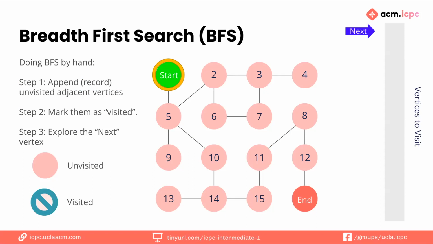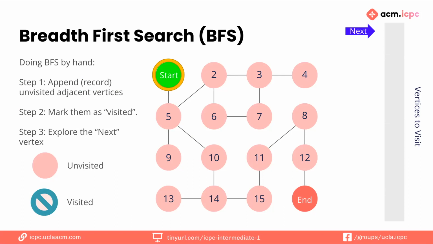So if you're confused by the concept and what is going on in BFS, let's talk about it more in depth. Given this graph, to implement BFS by hand, basically all we want to do is record the unvisited adjacent vertices of the node that we're on. Then we want to mark that node and the ones adjacent to it, once they're added into our queue, as visited, because they're on the queue already, so they're visited theoretically. And then you want to explore the next vertex, which is pointed to by our next arrow.